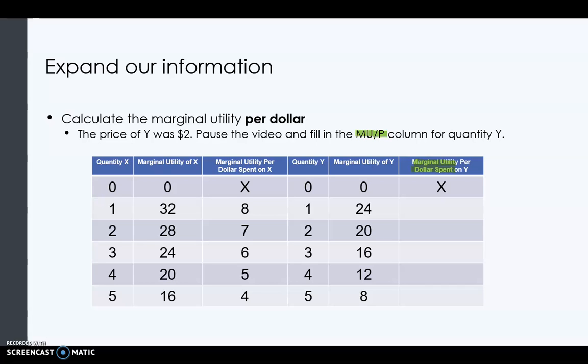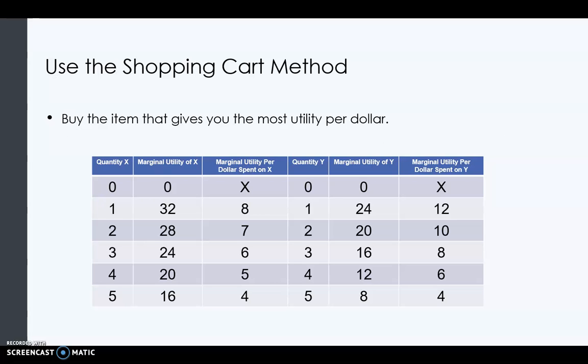All right, I'm assuming you have paused the video and filled in this column, not too terrible. It should look a little bit like this: 12, 10, 8, 6, and 4. All right, now our shopping cart method is we're going to buy whatever item gives us the most utility per dollar spent. Keep going until we run out of money. No big deal. So when we run out of money, we're done. We have our optimal bundle.